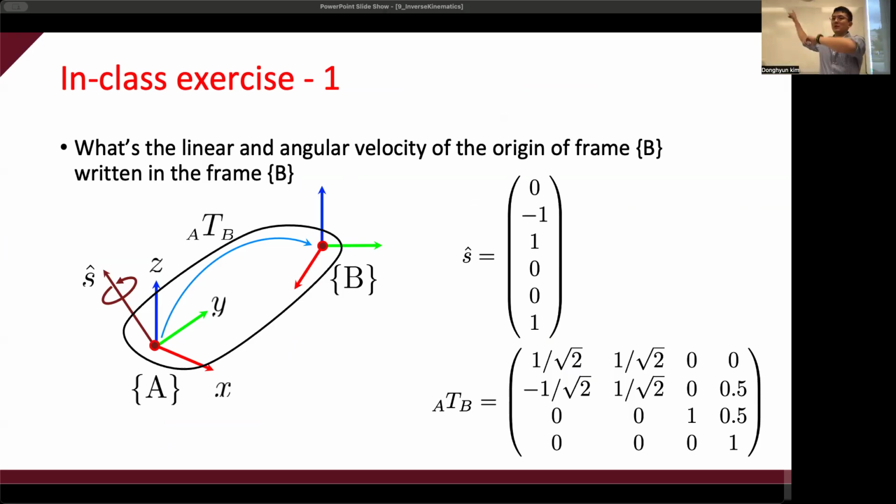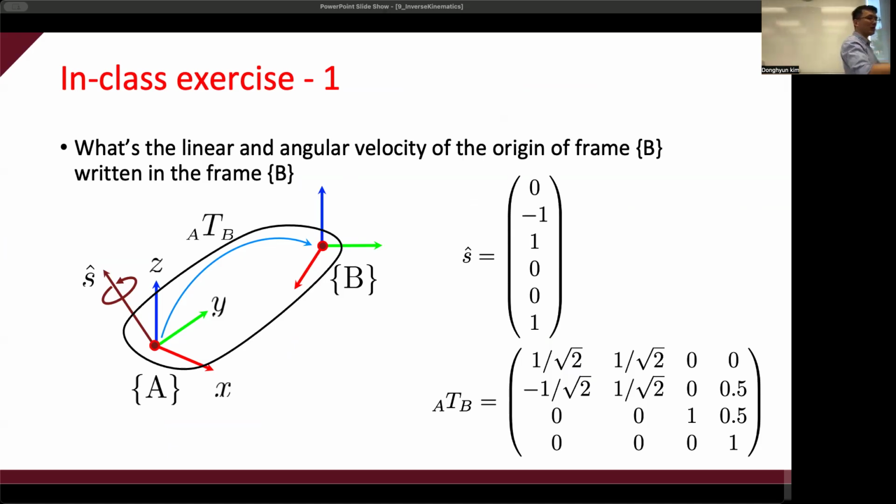Okay, is that problem clear? The first three are angular velocity. The second three are linear velocity. And don't be confused: this transformation is from A to B, not B to A.